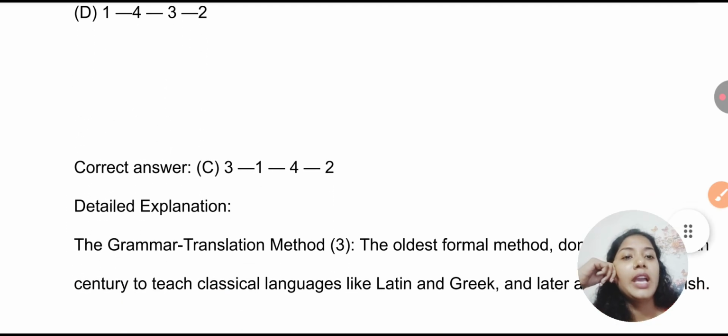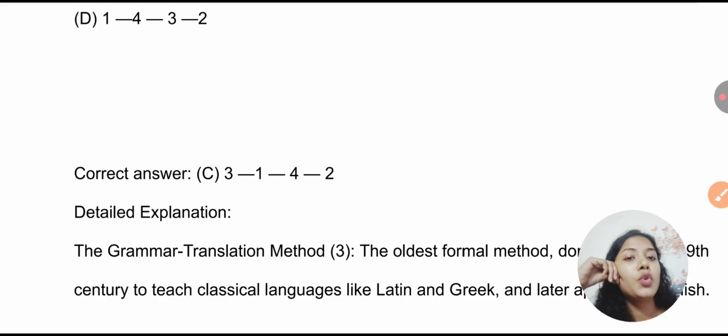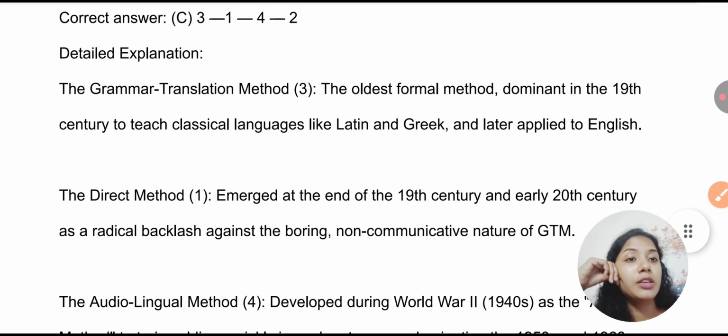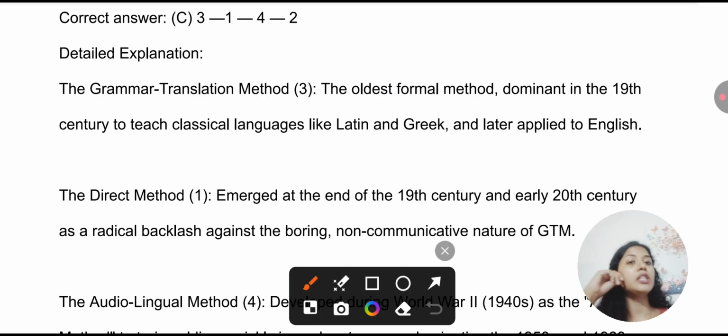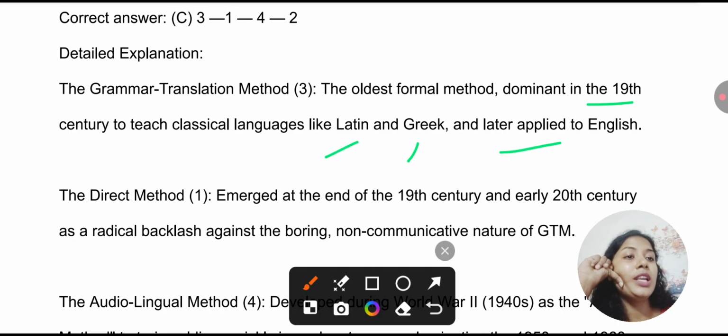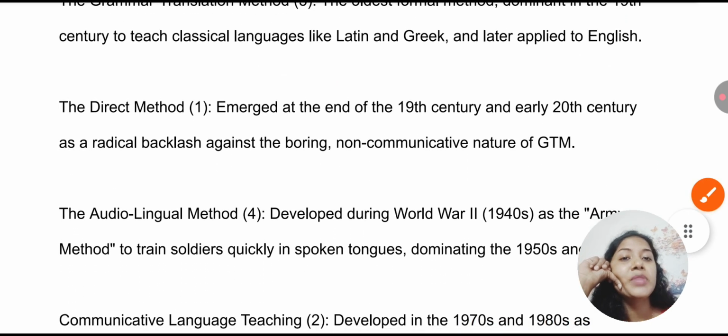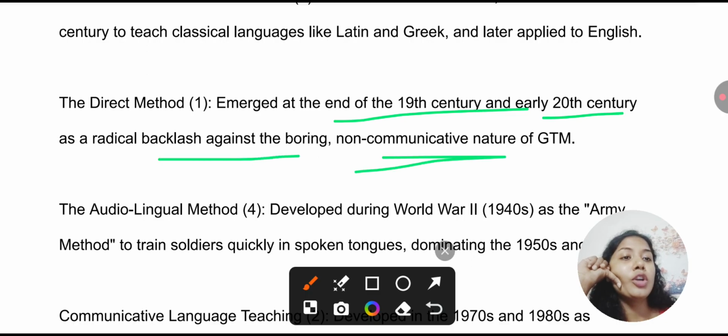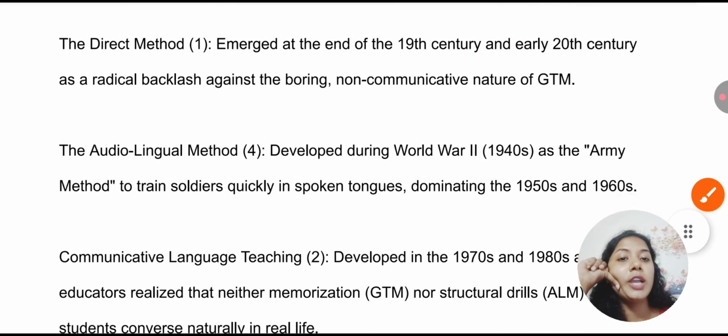Correct answer we have is option C, 3, 1, 4, and 2. So first we will put the grammar translation method, the oldest formal method dominant in the 19th century to teach classical languages like Latin, Greek, and later applied to English. Direct method emerged in the 19th and early 20th century as a radical backlash against the non-communicative nature of GTM.